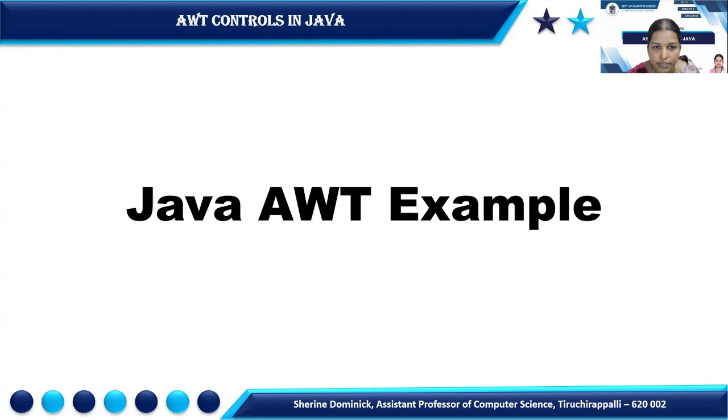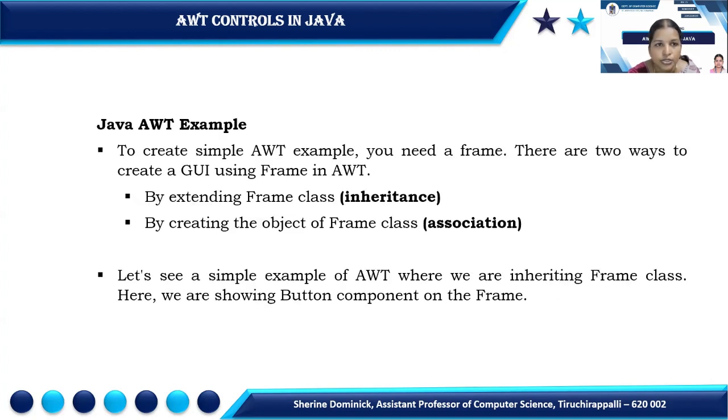Next, AWT example. To create a simple AWT example, you need a frame. There are 2 ways of creating a GUI using a frame in AWT. First one, by extending the frame class using inheritance. And the second one, by creating the object of the frame class, that is by using the association method. The first example we are going to see using inheritance, and for the second one we are going to create an object of frame class and associate it.